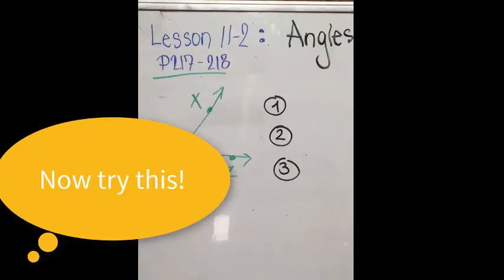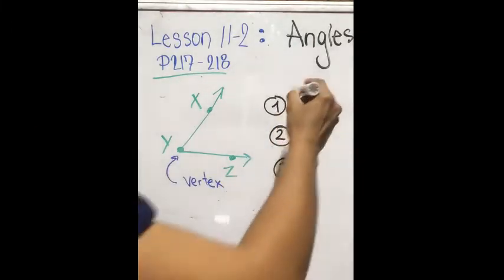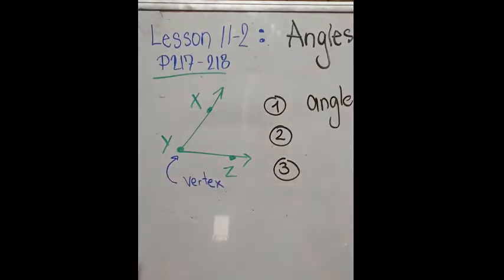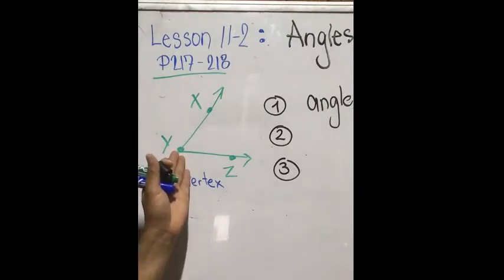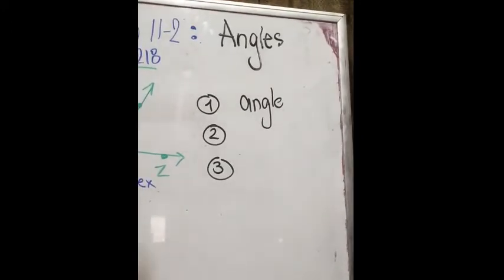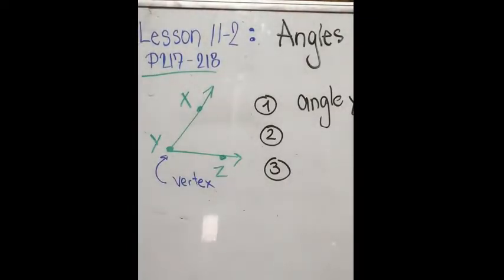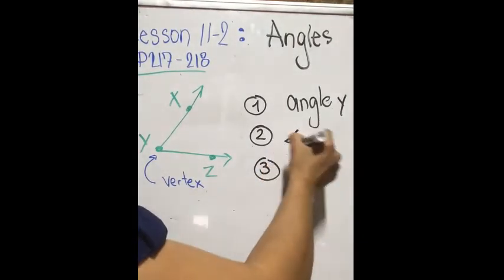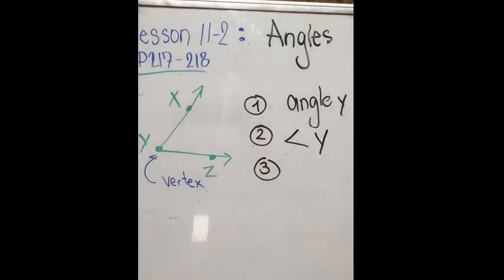Okay, let's try again. Try to name an angle using three different ways. Remember, first use a word like this one, angle, and remember what the name of the angle is. In this case, the vertex. The vertex is Y. You have to write it here. Angle Y. Another form to name an angle is using the symbol like this. Angle Y.